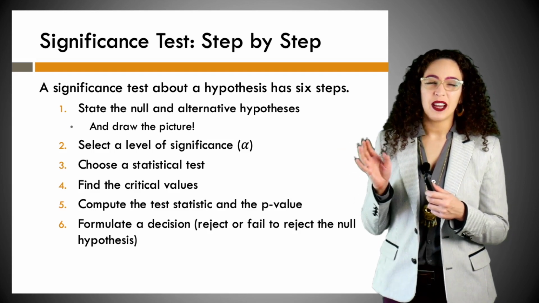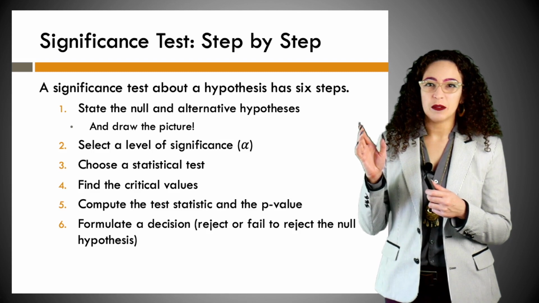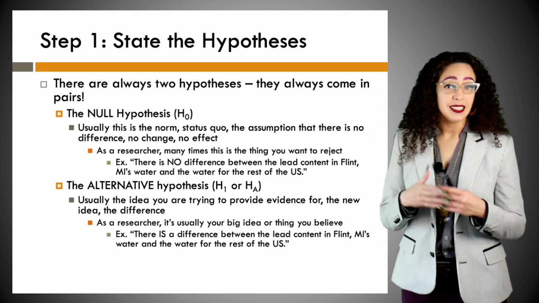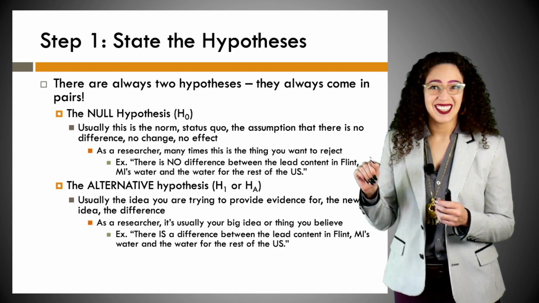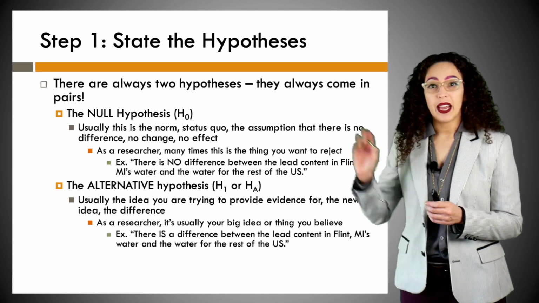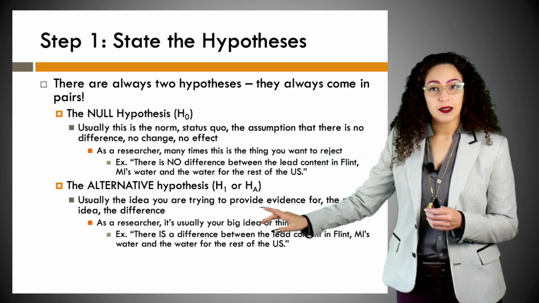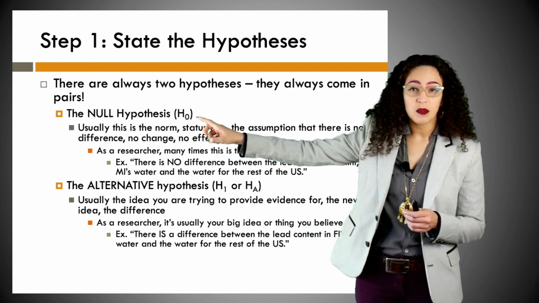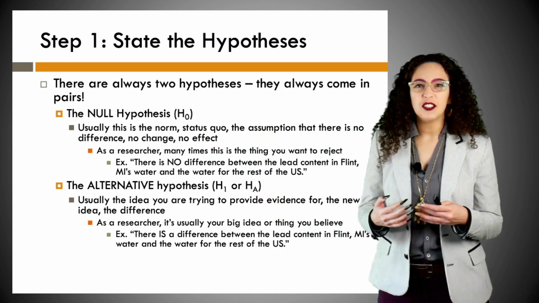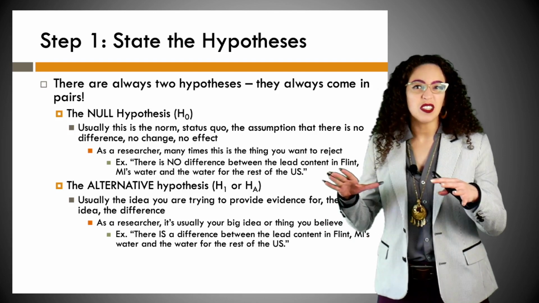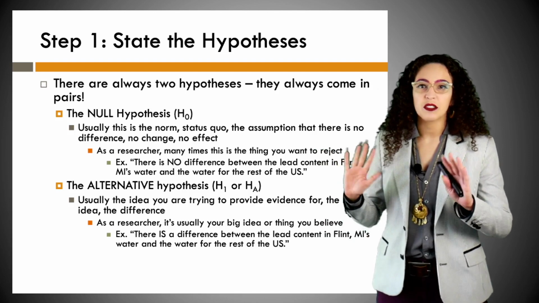As a quick side note, I've seen in other books and online that some people will break this up into more or less steps, but the idea is the same. Step 1, state the hypotheses. There will always be two hypotheses. They come in pairs. So we have the null and the alternative. Let's look at the null first. Here we have H sub 0 is one way to write it. And usually this is just like the norm or the status quo. It's the assumption that there is no difference and everything is cool, there's no effect, there's no change.